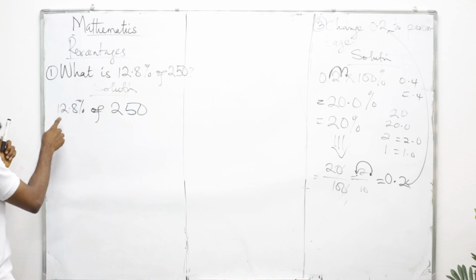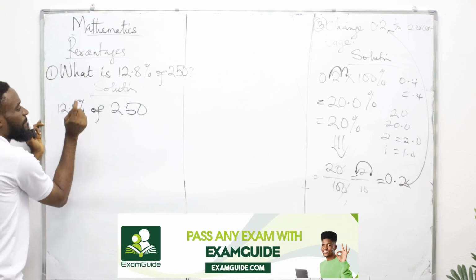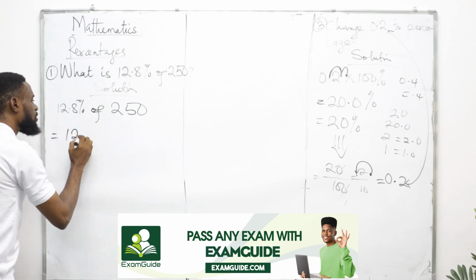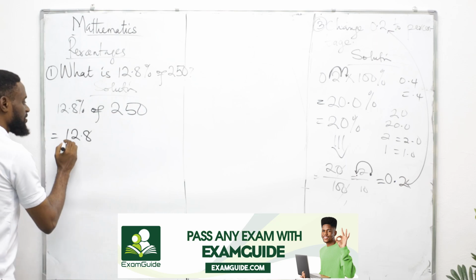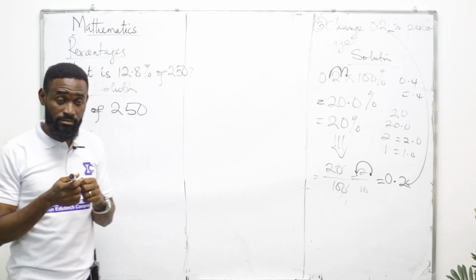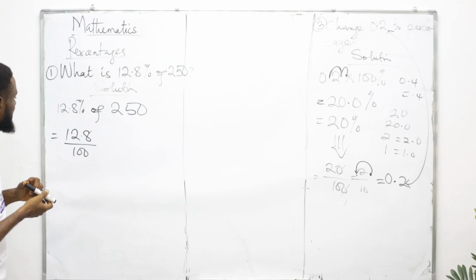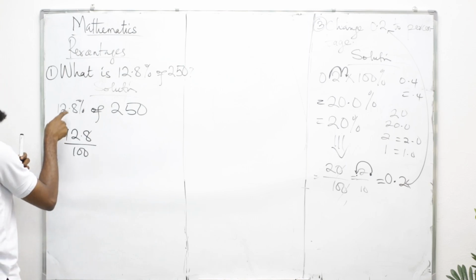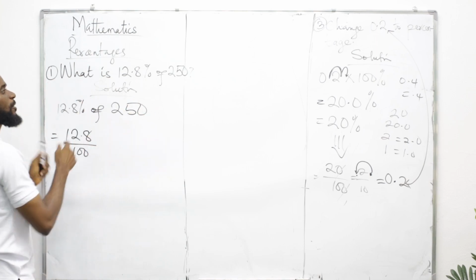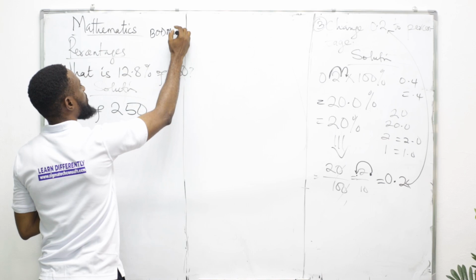Okay? All right. Now, I have told you that when you see any number with a percent on it, what does that mean? It means 12.8% is 12.8 over 100. Is that correct? I think that is correct. 12.8 over 100. Do you get that now? Okay. So now they say 12.8% of 250.